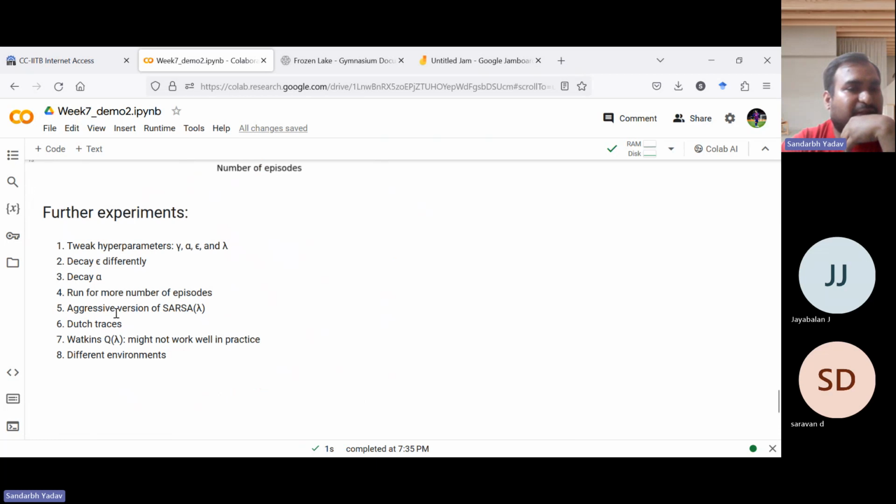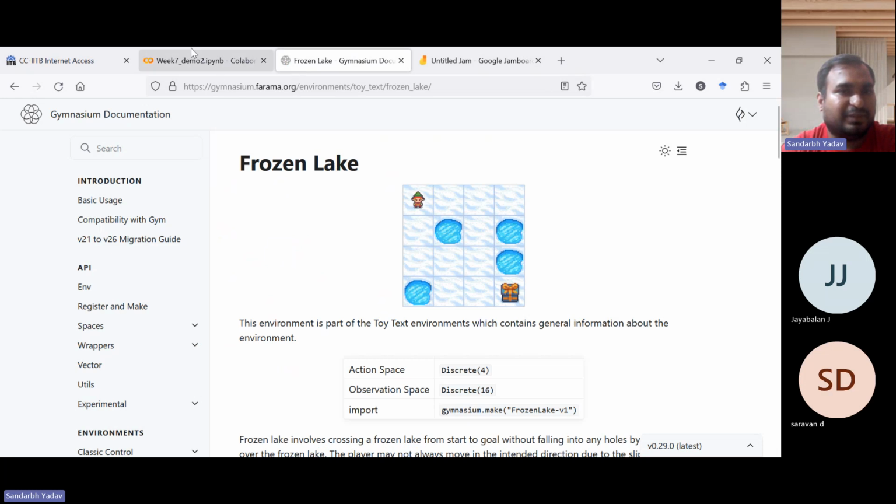Then you can implement the aggressive version of SARSA lambda, in which only the update is made for that state-action pair. For the remaining, it becomes zero. For the same state but other actions, it becomes zero. So that aggressive version you can try. Then you can try Dutch traces also, but this will introduce one more hyperparameter, beta, so you need to handle that also. Then you can try Watkins Q lambda also, but again, it was mentioned in the lecture that it might not work very well in practice, but theoretically it's there. And you can try different environments. Frozen Lake is one of them. Even within this, you can try different dimensions and all.